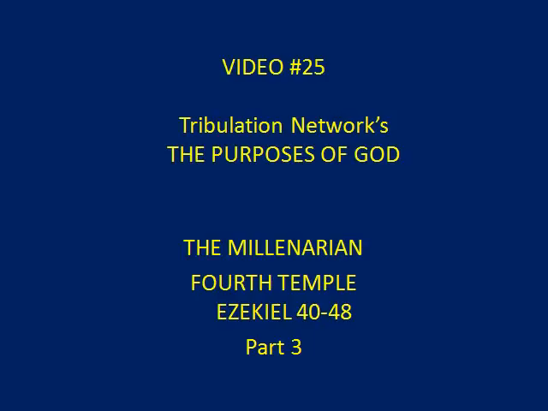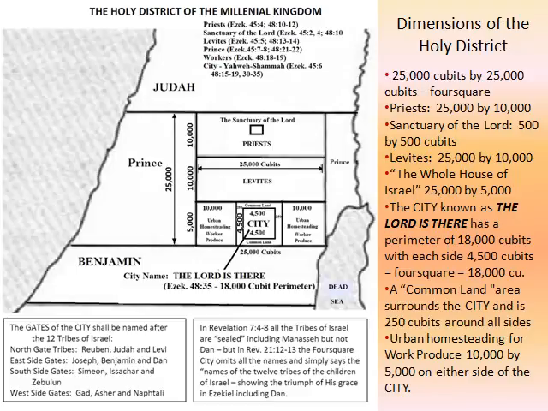Again, video 25 will be discussing part 3 of the millenarian fourth temple of Ezekiel, chapters 40 through 48. This is a picture of the holy district as described of the millenarian kingdom in Ezekiel. Areas for the priests, the sanctuary of the Lord, the Levites, the prince, the workers, and the city known as Jehovah Shammah, Ezekiel 45:6, and so forth.